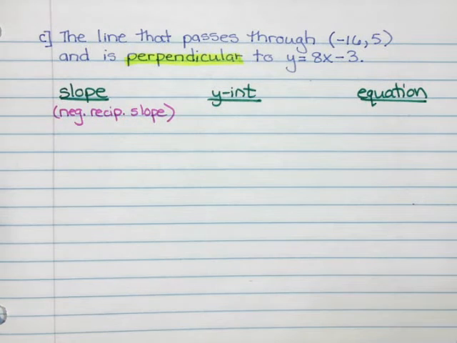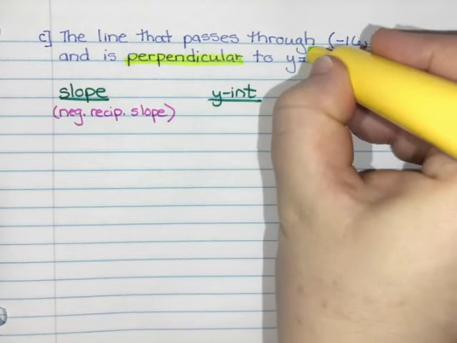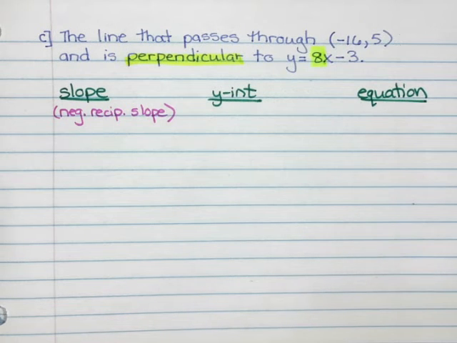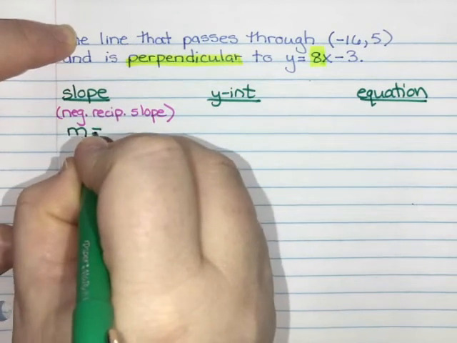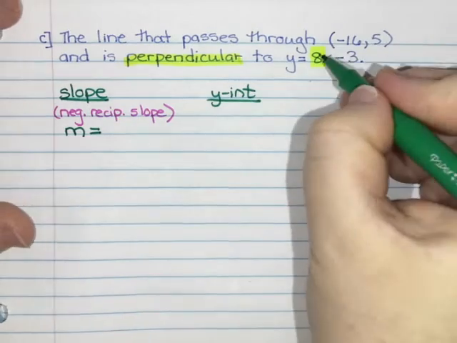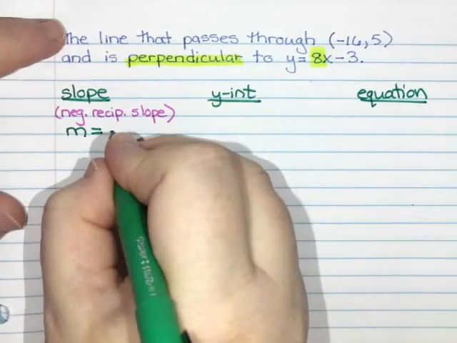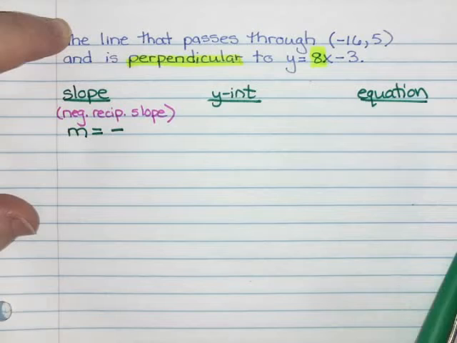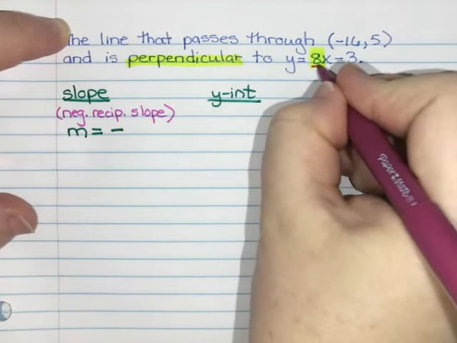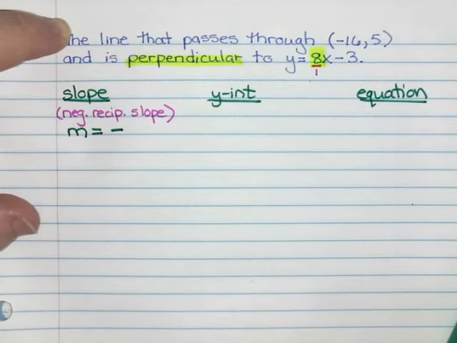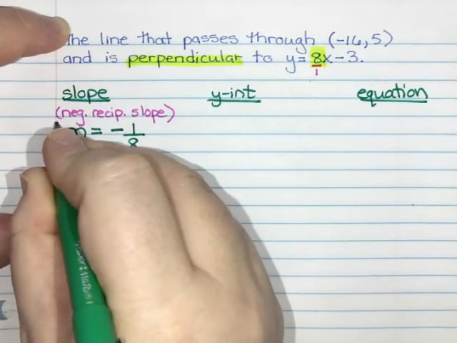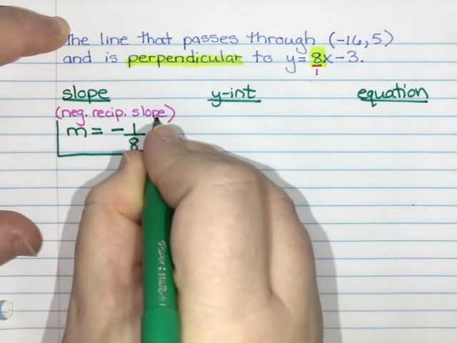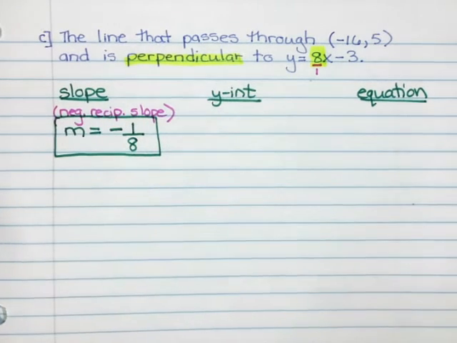The slope of this line is 8, which means the slope of my new line is going to be the negative reciprocal of 8. This is positive 8, so my new slope is going to be negative. And that 8 is secretly 8 over 1, which means when I flip it over, it's going to become 1 over 8. So the slope of my line is going to be negative 1 over 8.